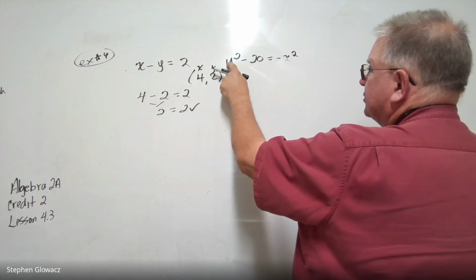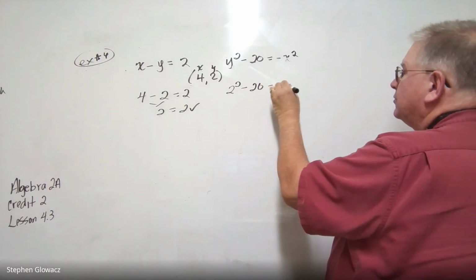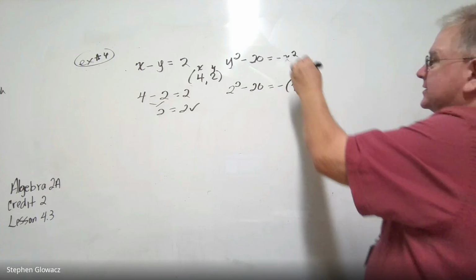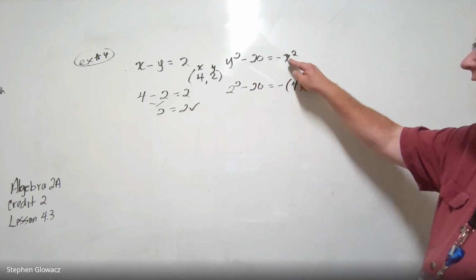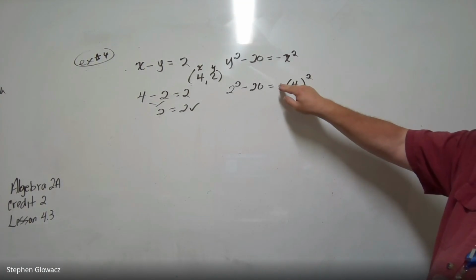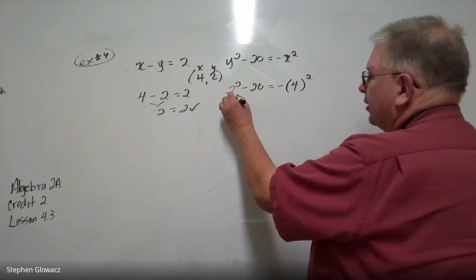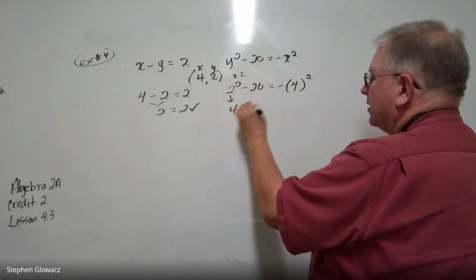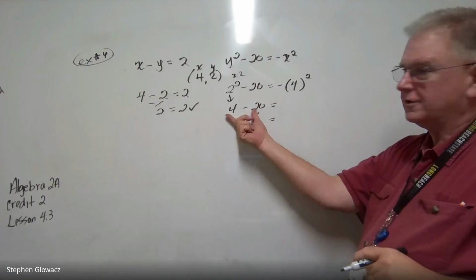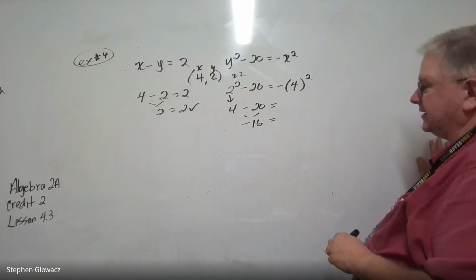Now, in our second equation, we have y is 2, so we have 2 squared minus 20 equals negative x squared, and x is 4. Notice there's a negative in front of the x squared, so we're going to square whatever x is and then make that answer negative. The negative was already there. It's not part of what's being squared. So 2 squared, 2 times 2 is 4. And then 4 minus 20 is negative 16. Remember, signs are different, so we subtract. 20 minus 4 is 16. Larger number is negative, so negative 16.